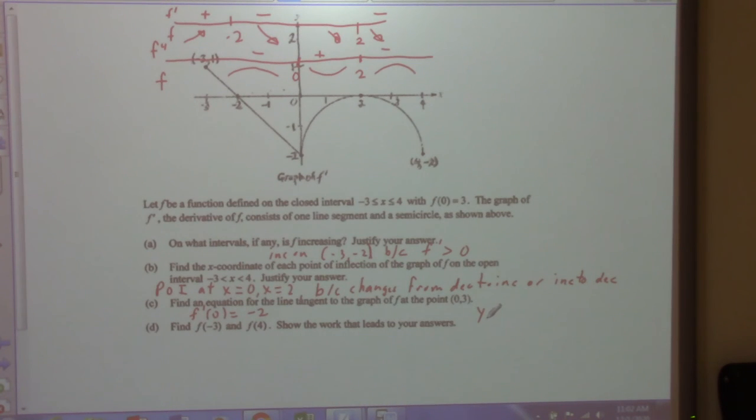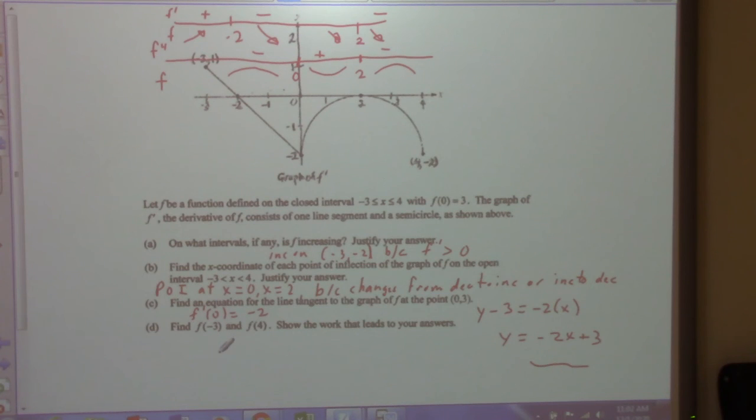y minus 3 equals -2, and we're going to have x minus 0, right? So we're going to have that. We could solve this. We have y equals -2x plus 3, right? So that's going to be our equation for a tangent line.